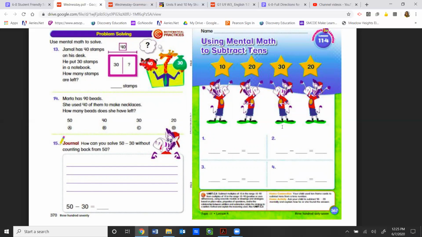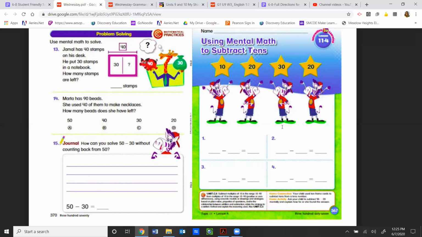Number 13, Jamal has 40 stamps on his desk. He puts 30 stamps in a notebook. How many stamps are left? So you see our old friend, the part, whole box there. So go ahead and try to figure that out and, you know, do what method works for you. Try using mental math. If that's not working, use the hundreds chart, draw a picture.